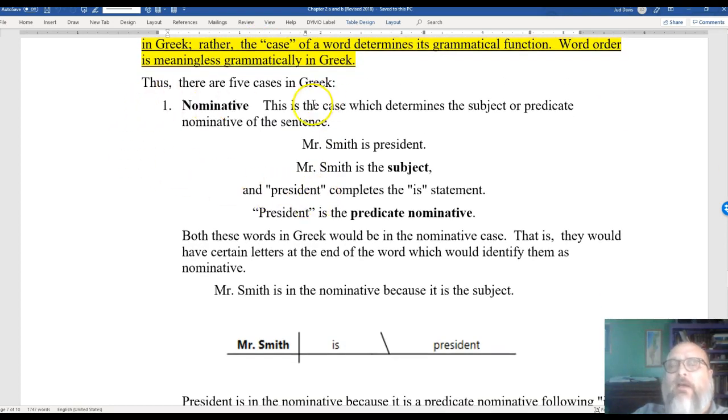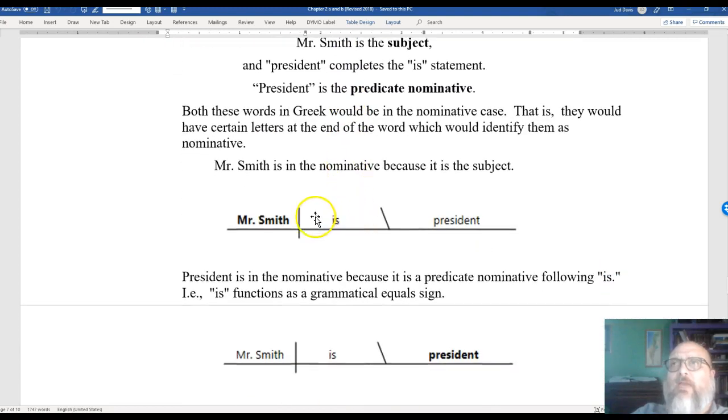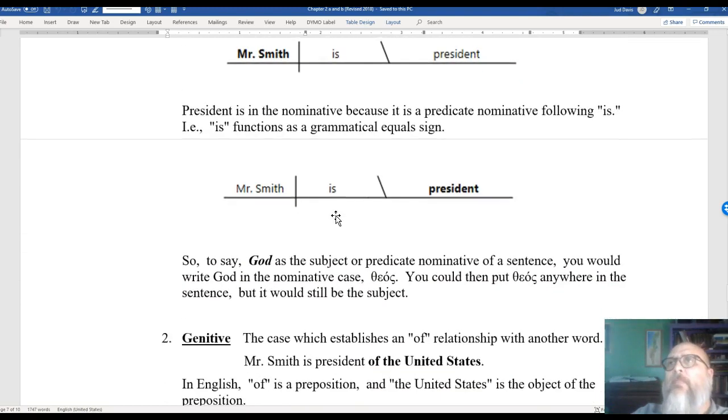So there are 5 cases in Greek. Nominative: Mr. Smith is the president, so Mr. Smith would be in the nominative. "Is" is a grammatical equal sign. The word president is in the nominative, so this is the predicate nominative. And the little line you can think of as pointing back. "Is" is a grammatical equal sign.